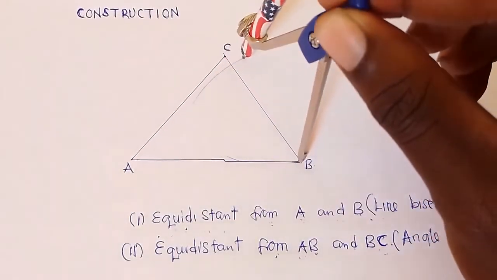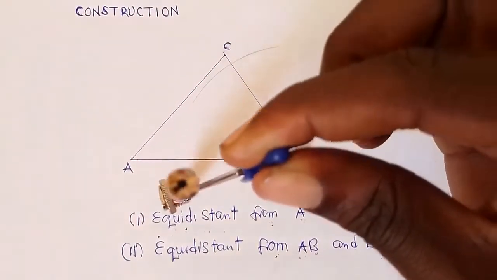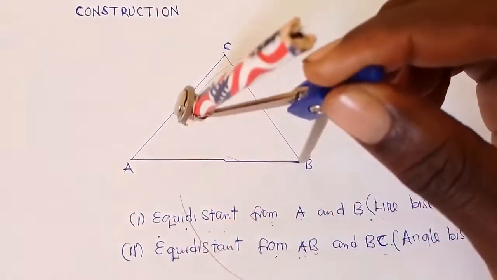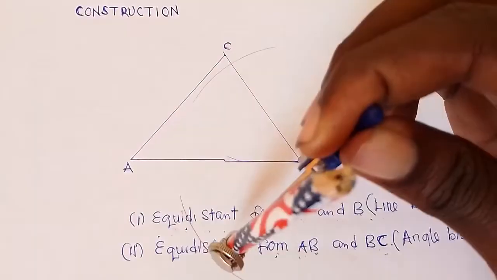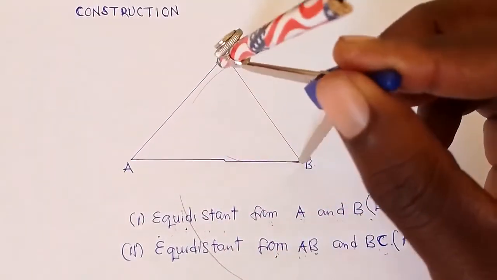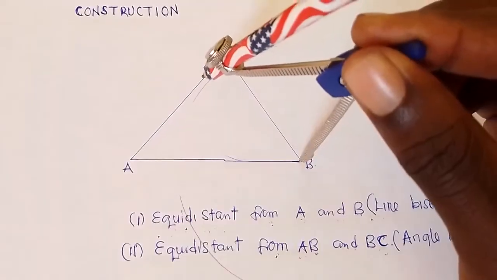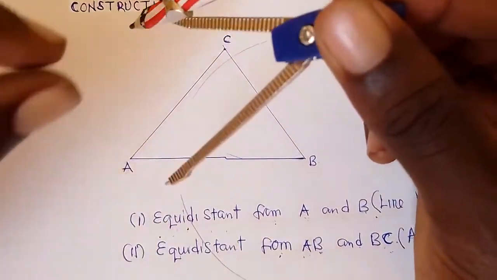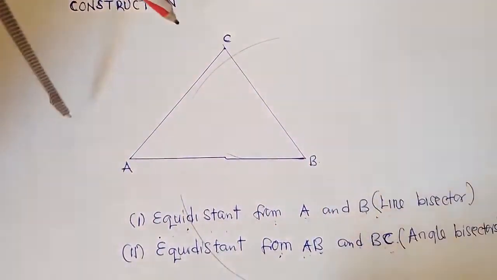Then you put an arc this side. You also put another arc this other side. Have you seen? This is what you're going to do. With the same radius, don't move. Don't move this. With the same radius, you change now. You go to the other side like this.